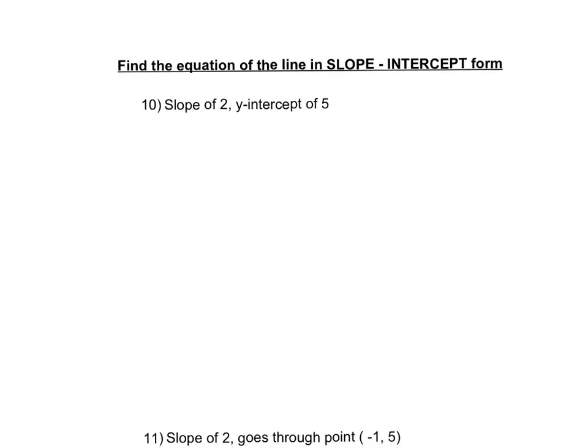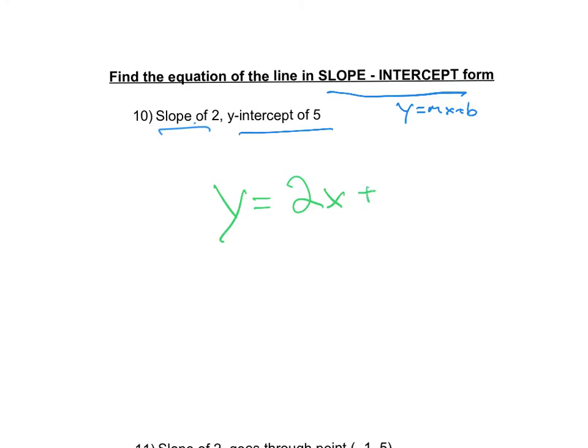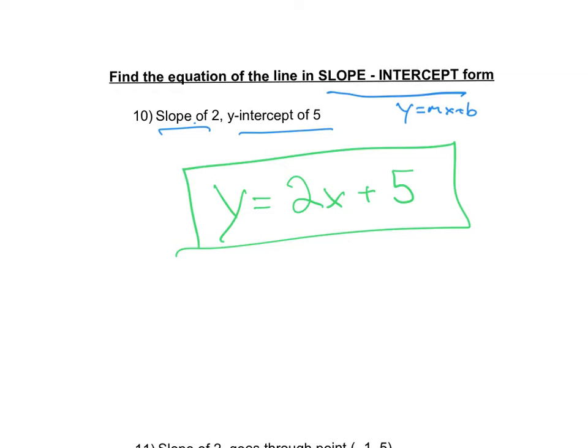All right, let's look on to the number 10. That was just practice a little slope. Okay, we want slope-intercept form. That means y equals mx plus b. Okay, slope of 2, y-intercept of 5. Wow, give me problems like this. Y equals 2, that's the slope, x, plus b, which is the y-intercept, 2x plus 5. That's super easy. I love that one.